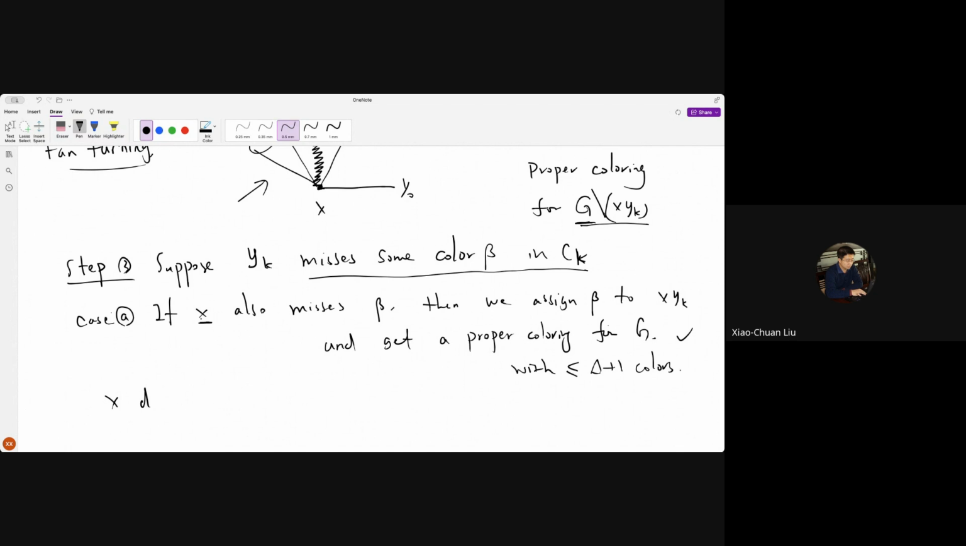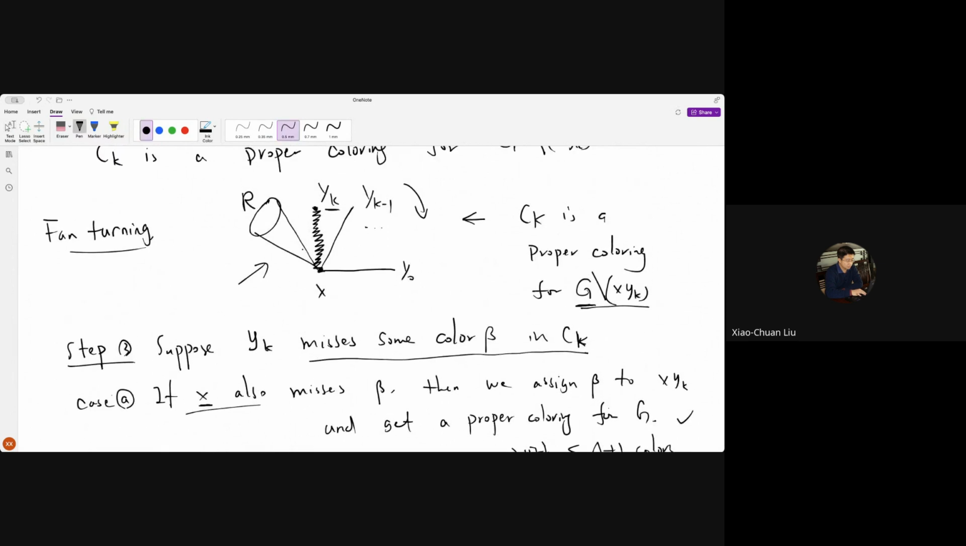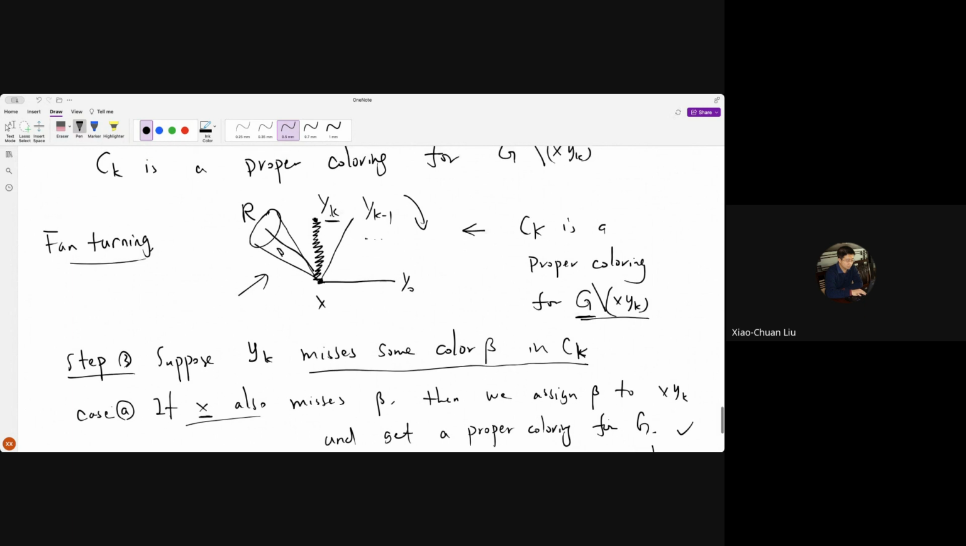A simple case. This kind of argument we use many times. Similar arguments. Case B is that x does not miss beta. But we know that beta is not appearing here. So if some edge is appearing here, it contradicts our choice of the sequence. We can continue to define y_{k+1}. So no edge here is given color beta.